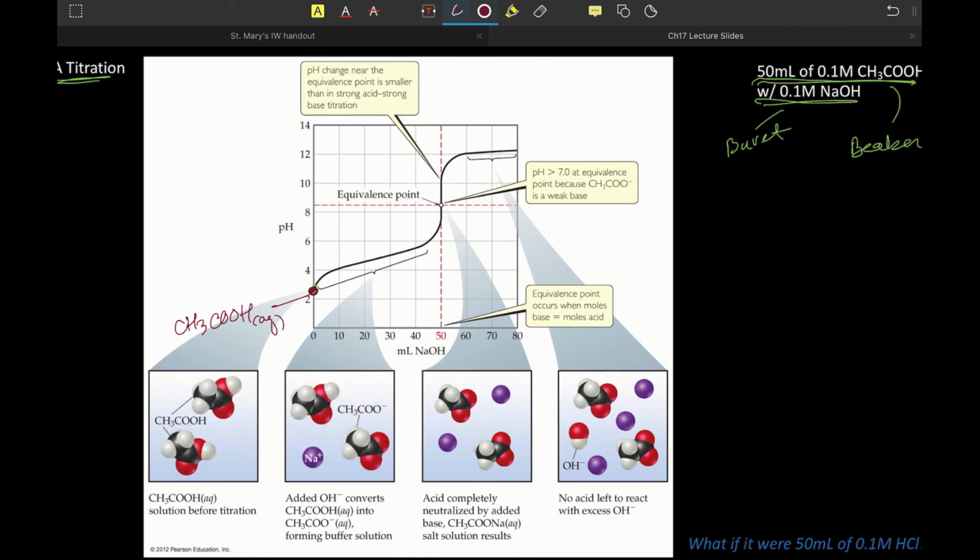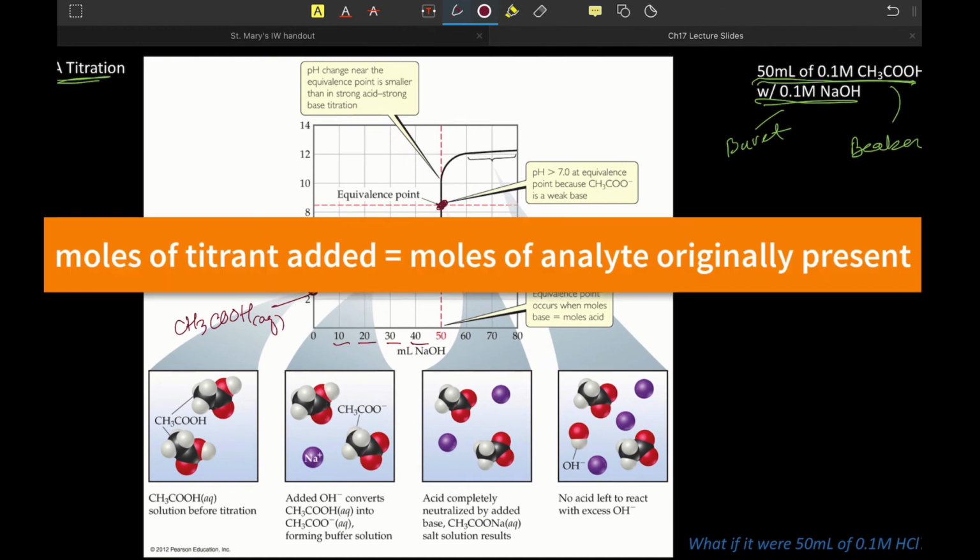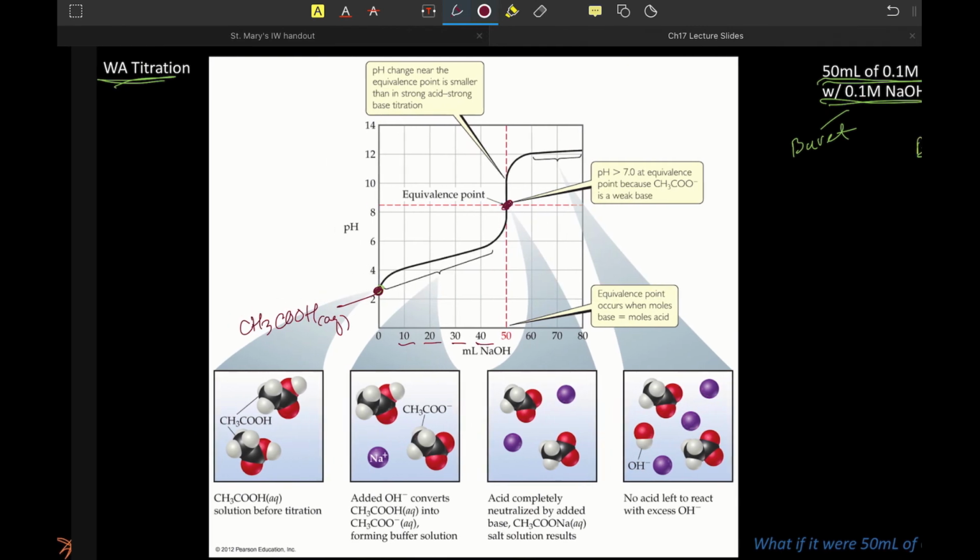Then if we move along, let's talk about on the way. So on the way up, as we are adding 10, 20, 30, 40, we have the same scenario, where the thing we are adding, which in this case is NaOH, is never present in excess. It is limiting, it is added, and it completely reacts with my acid until we reach that equivalence point. We're going to come back and discuss that middle point a little bit further. But we reach the equivalence point, where the moles of NaOH added are equal to the moles of acetic acid originally present.